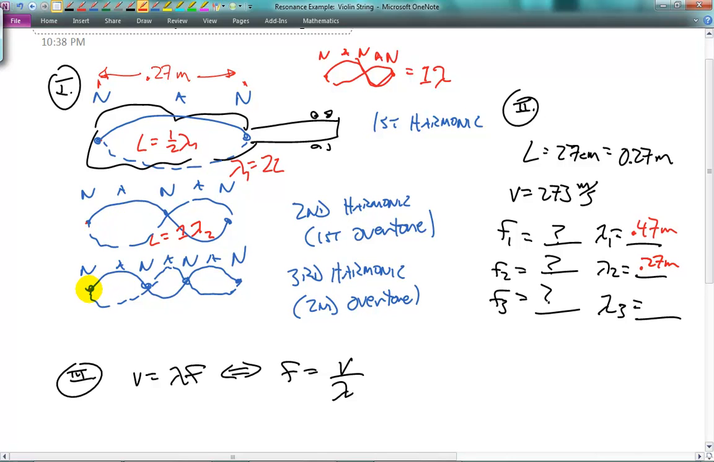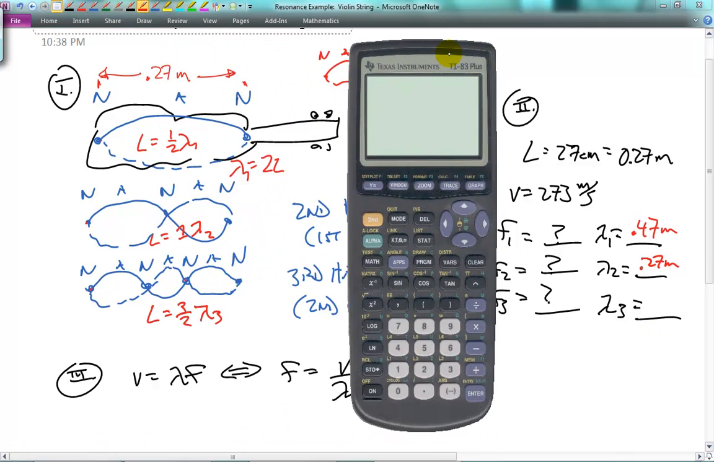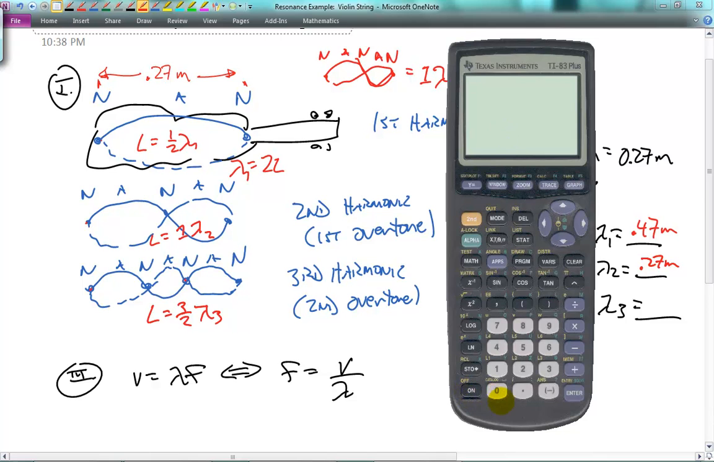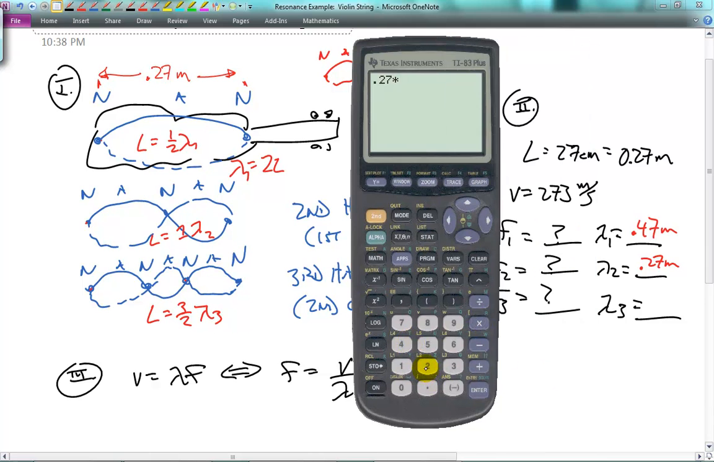For the third harmonic, we got a node, antinode, node, antinode, node. That's one wavelength and another half. So the length of the string is 3 halves of a wavelength for lambda 3. Therefore, lambda 3 is 2/3 the length of the string, which I will not do in my head, though I probably could if I had a little bit more coffee. So we're just going to take 0.27 meters, and we'll multiply it by 2/3, because we're trying to solve for lambda 3, so it'd be 2/3 the length. Which is 0.18 meters.